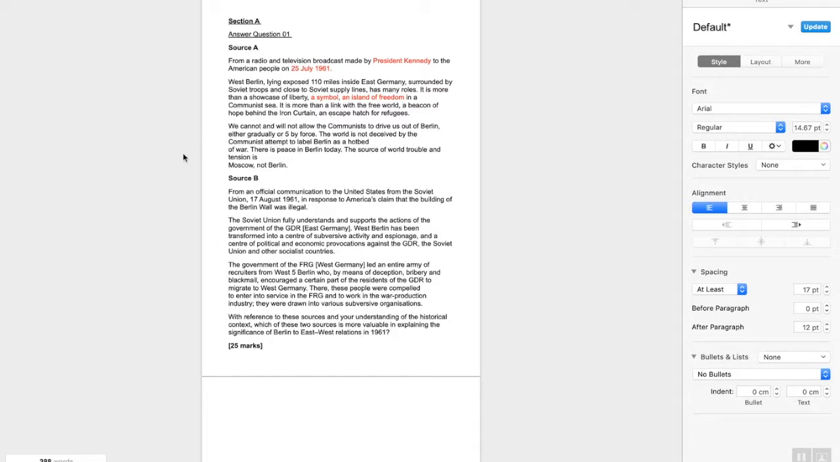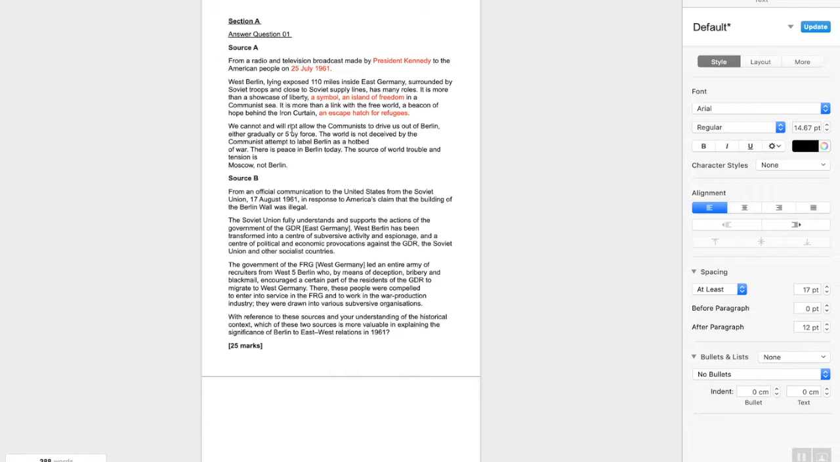Kennedy mentions that Berlin is an escape hatch for refugees. Based on the revision techniques we discussed earlier, we can place key knowledge here. For example, this is a reference to the huge number of refugees that were leaving East Germany via Berlin. By June 1961, 2,000 refugees a day were fleeing from east to west, making the situation untenable for East Germany.